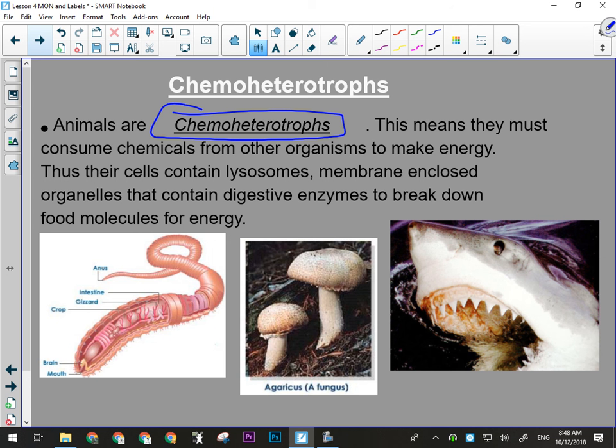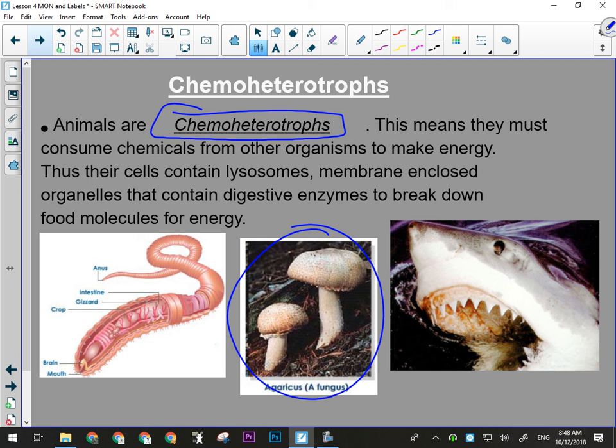An earthworm will eat at least the remains of other organisms, organic material, that it will consume. A shark is an obvious predator. Lions, tigers, bears, oh my, they're all going to be chemo heterotrophs, right? A cow is a chemo heterotroph. Anything that consumes another living organism is a chemo heterotroph, including fungus.